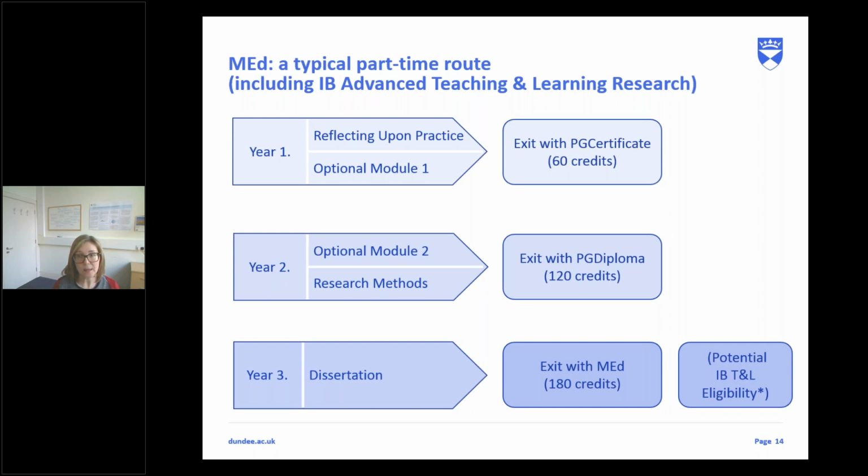So year 1, you'll be taking the core module of Reflecting Upon Practice plus a second optional module. And you have then the option to exit with a PG certificate at the 60 credits. Year 2, you'll undertake an optional module, the second one, along with research methods, and that will provide you with eligibility for a postgraduate diploma. And then the final year, the double credit dissertation module, once that's completed, then you'll be able to exit with an MEd, which is 180 credits, and you will have eligibility to obtain the IB Teaching and Learning Research Award.